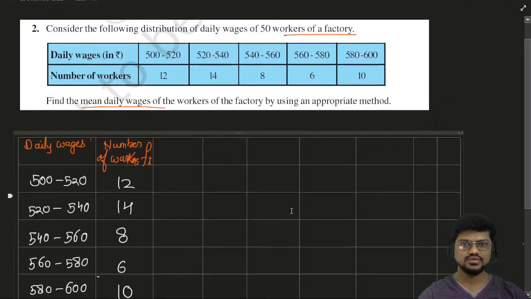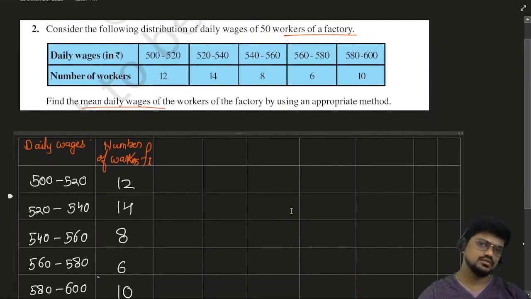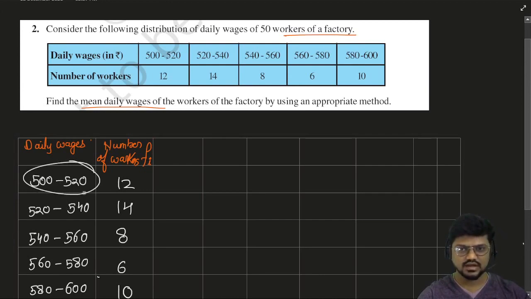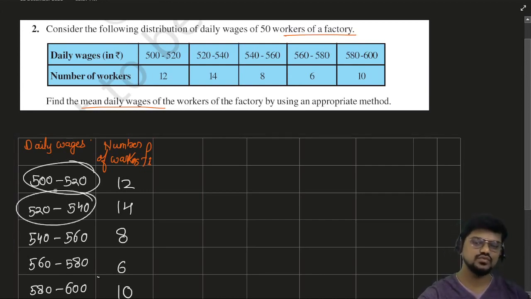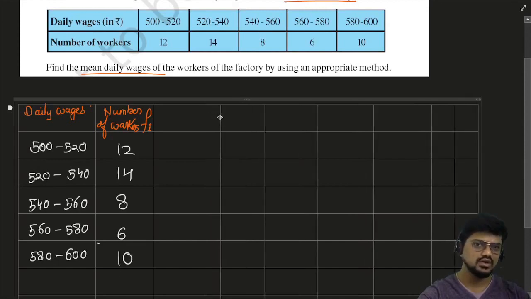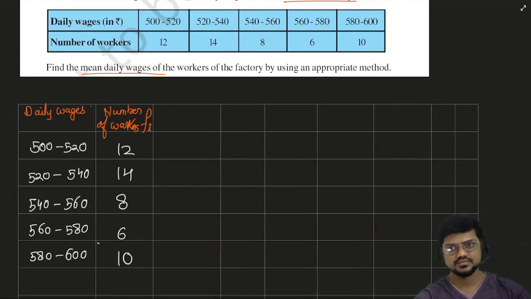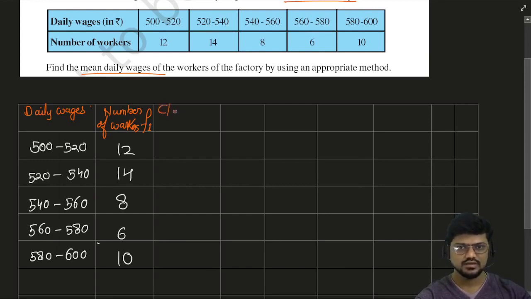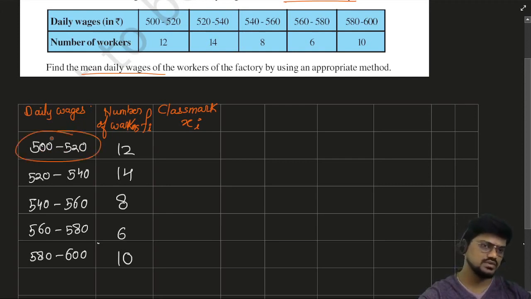Fine. So after this, now what you will need, since this is given in a range, from 500 to 520, 520 to 540, first we will find the class mark, that is the value of xi. So 500 to 520, you have to find the middle value of this. 500 plus 520 is 1020, divided by 2 is 510.